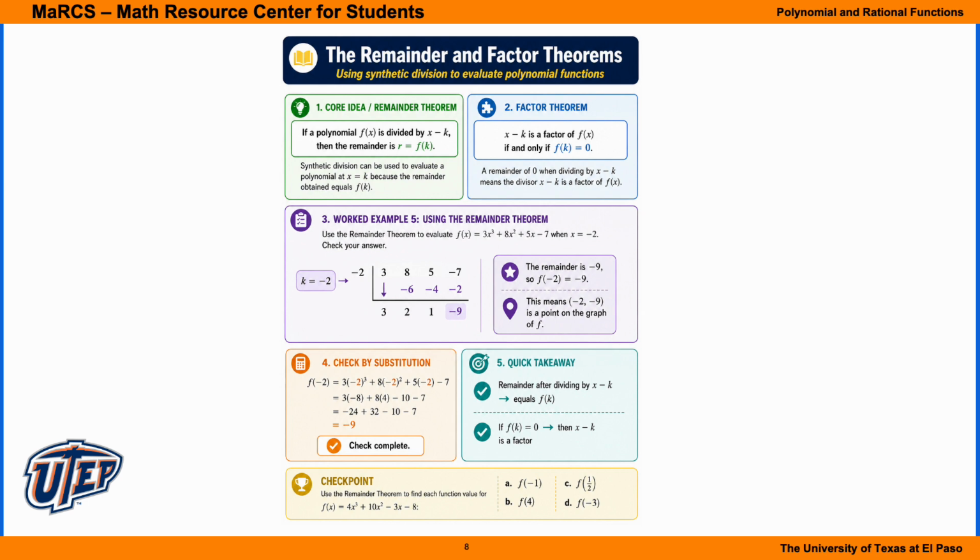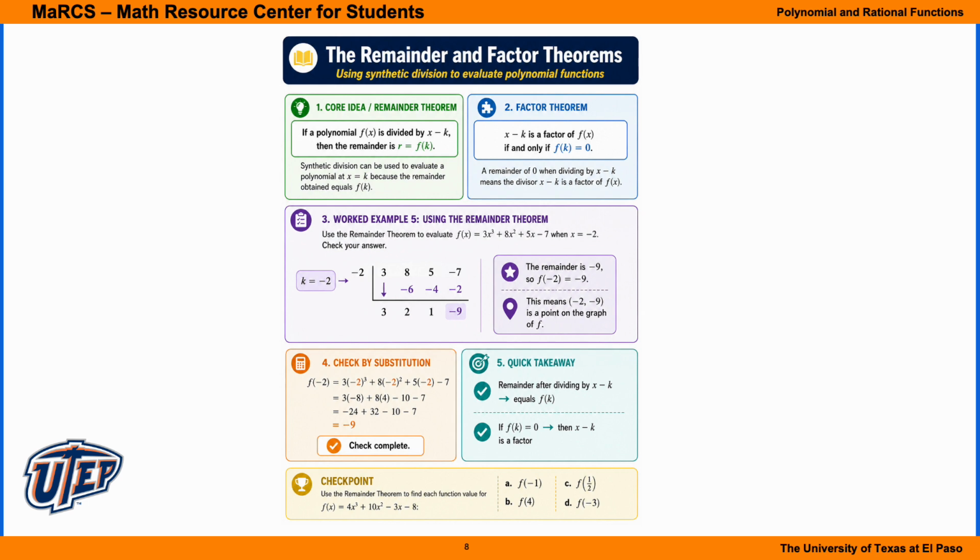Now we multiply 1 times negative 2, which is equal to negative 2, and now we can add negative 7 plus negative 2, which is equal to negative 9. So the remainder is negative 9. That means f of negative 2 will equal negative 9, and that means the point negative 2 comma negative 9 is a point on the graph of f.